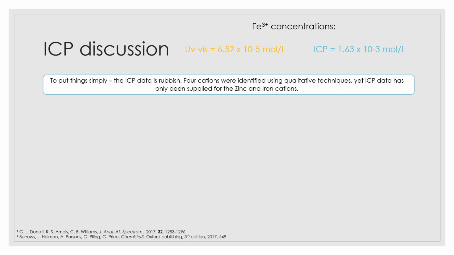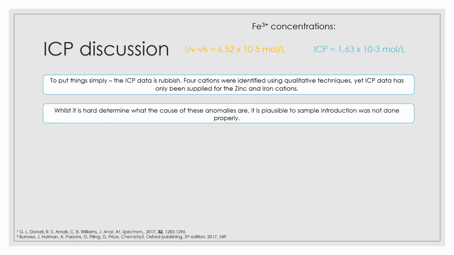So there are 2 potential reasons for this. The first reason being that the sample was not introduced into the machine properly. I'd also like to add it's really hard to determine what these anomalies are because we were not the ones performing the experiment. However, it is safe to say that it was either the samples not put into the machine properly or the calibration curve was messed up or constructed in a bad way.